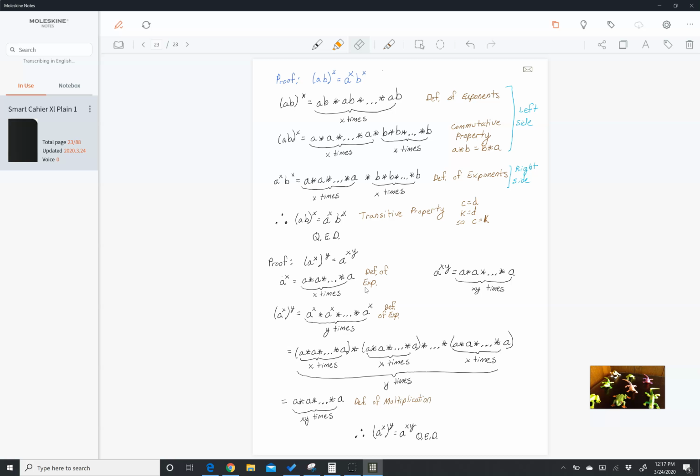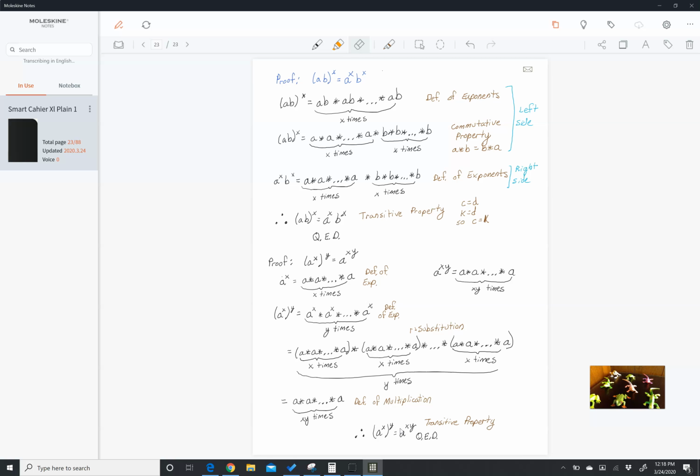All we did here is just a substitution. So instead of writing a to the x, we wrote a times a times a. Instead of writing this, we put it in as this. Okay, so we did a substitution. And then our last thing was because of the transitive property. They're both equal to the same thing, therefore they're equal.